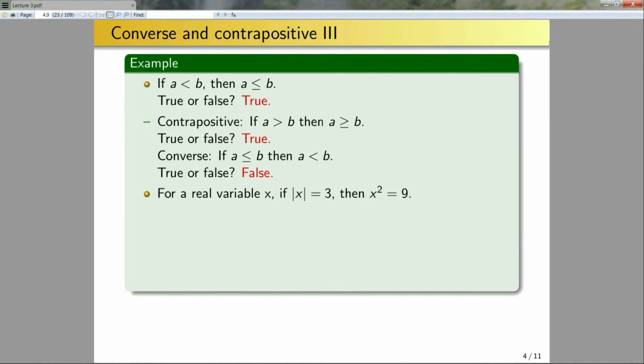Okay, so what about this statement? For a real variable x, if the absolute value of x is equal to 3, then x squared is equal to 9. Is this a true statement or a false statement?